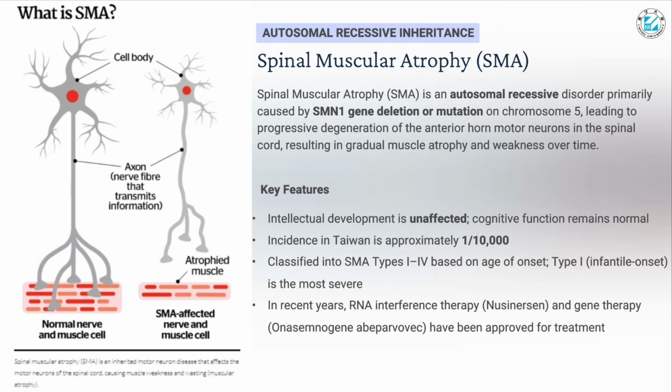An important feature of SMA is that intellectual development is not affected. Patients may have normal cognition, even when motor function is severely impaired. SMA is classified into types 1 to 5 based on the age of onset and clinical severity. Type 1 is the most severe and usually begins in infancy. SMA is therefore an excellent example of how understanding gene disease can lead to advanced molecular therapy.